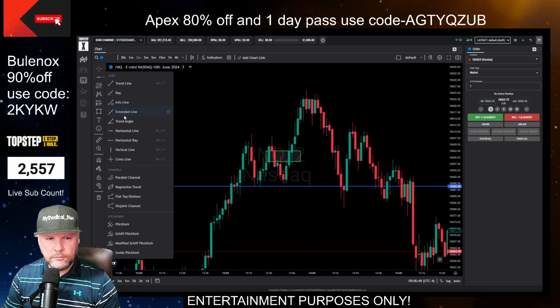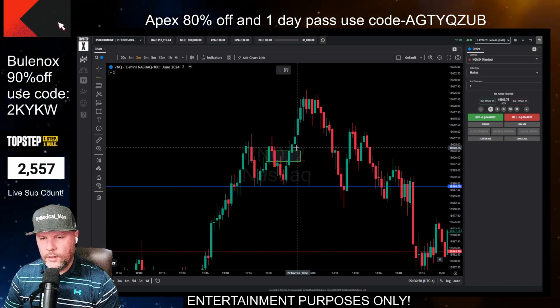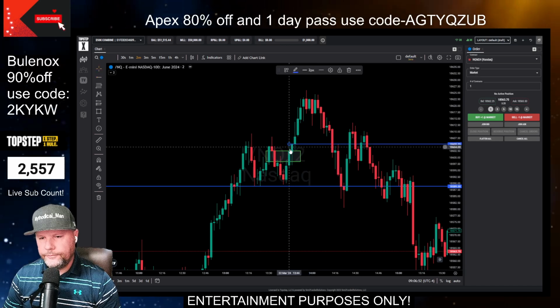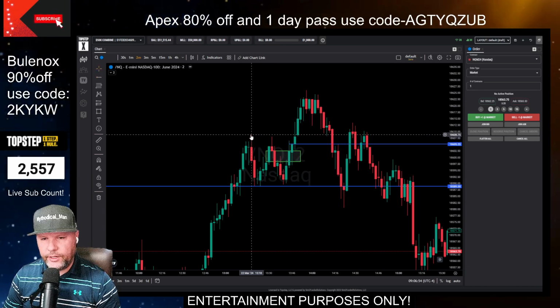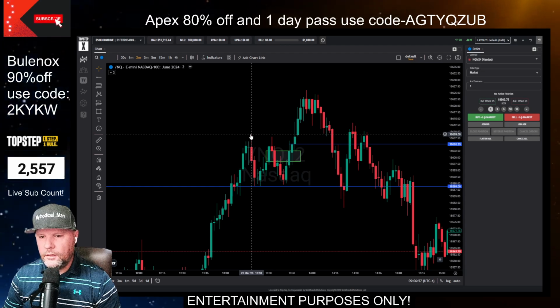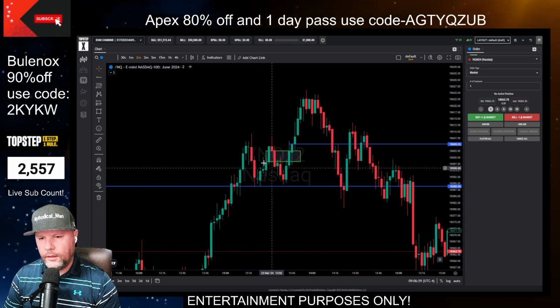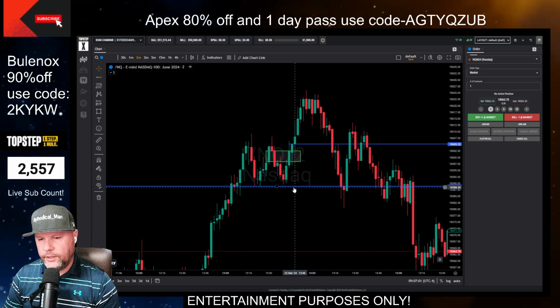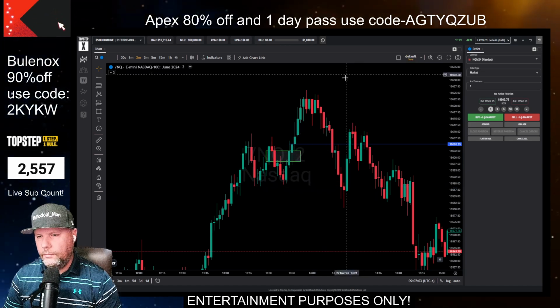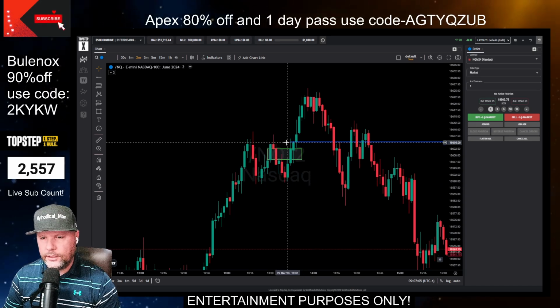There it is. So your entry would be here. And then your stop would go to break even at the swing here. So this is just an example of a C setup. No sweep of liquidity. And then you would take the close above.